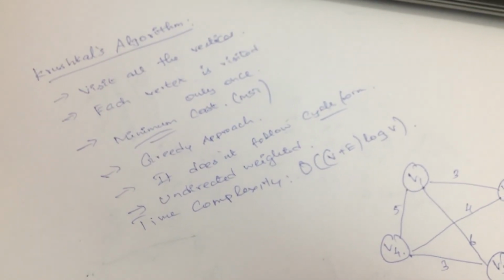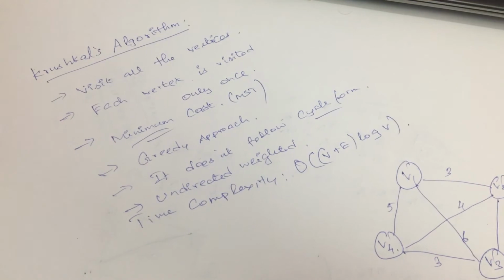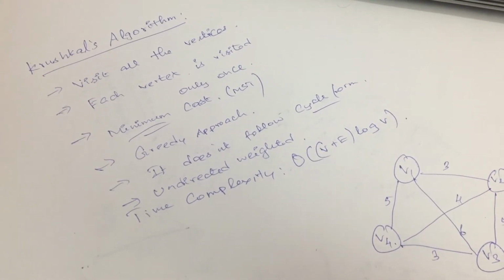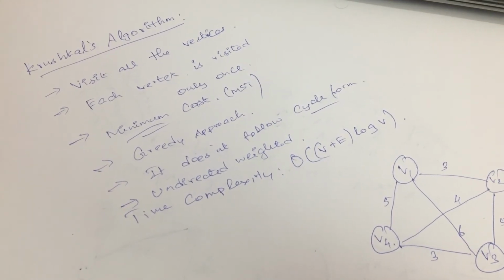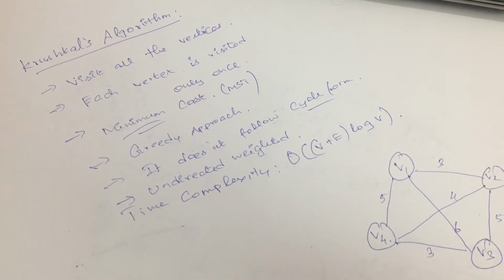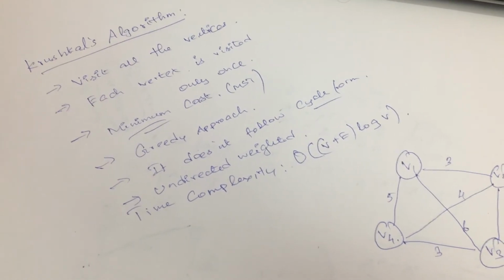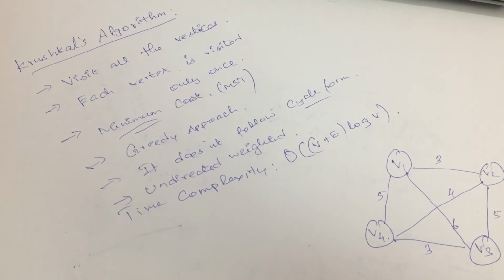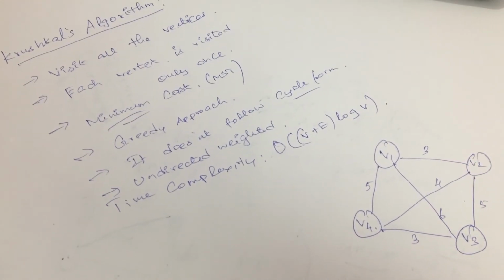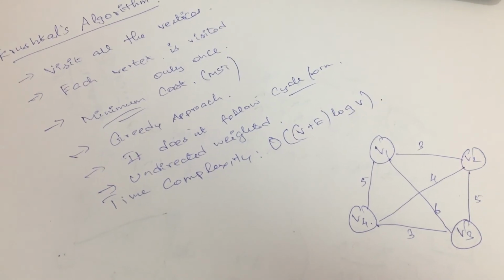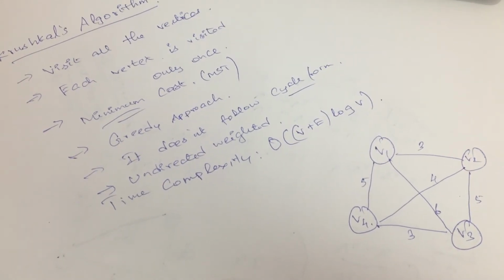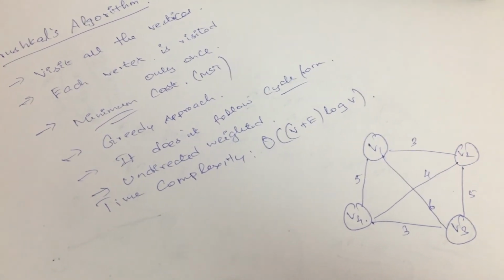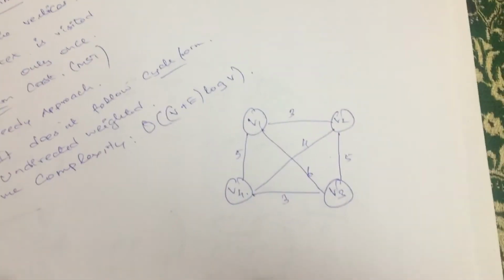So Kruskal's algorithm will visit all the vertices, and each vertex is visited only once. It always gives us the minimum cost required for traversing through all the edges or vertices present in the graph. It follows a greedy approach, it doesn't allow any cyclic formation in the graph, and it should always be an undirected weighted graph. The time complexity is V plus E into log V. Now let's start writing the code for this.